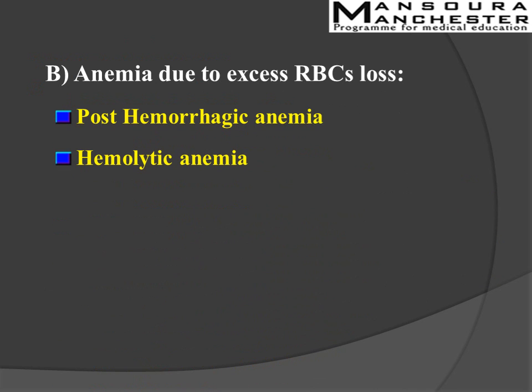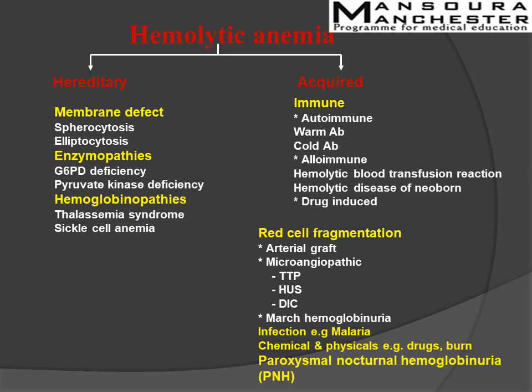We have anemia due to excess red blood cell loss in the form of post-hemorrhagic anemia and hemolytic anemia. Hemolytic anemia, as you see in this figure, may be hereditary or acquired. Hereditary is usually an intrinsic red cell defect. For example, a defect in the membrane, as in hereditary spherocytosis, elliptocytosis, or ovalocytosis. A defect in the enzyme, for example, G6PD deficiency, pyruvate kinase deficiency, or a defect in the hemoglobin, for example, thalassemia and sickle cell disease. We have also the acquired hemolytic anemia, which is usually the result of extracorpuscular or environmental changes.